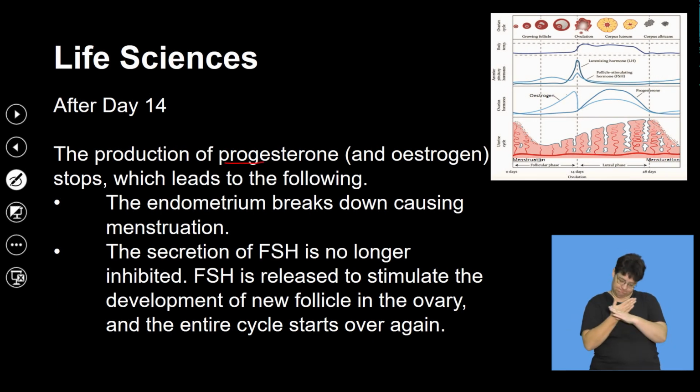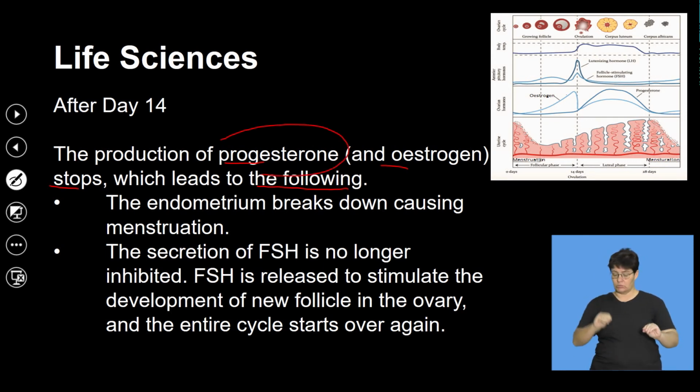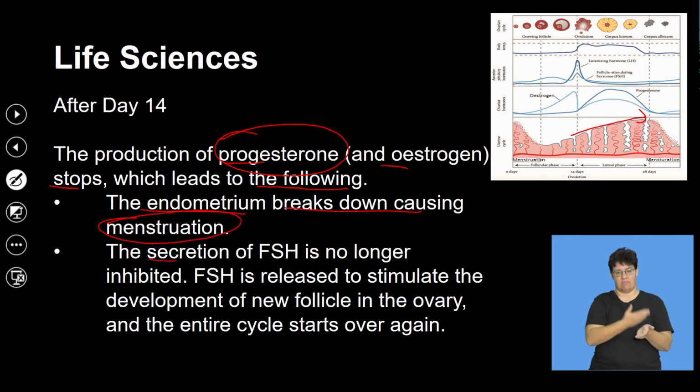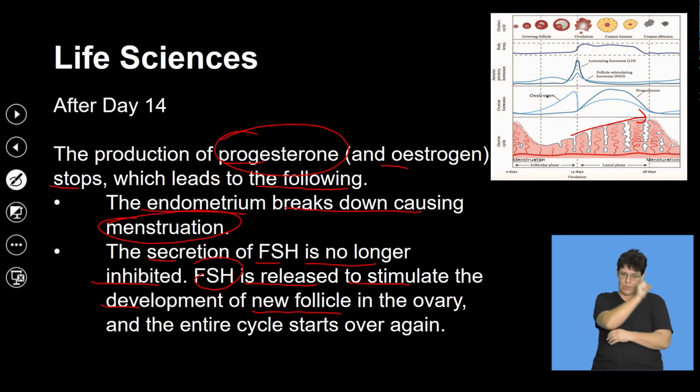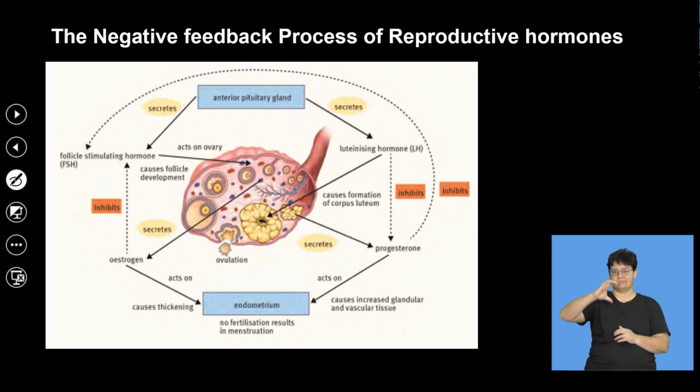The production of progesterone and estrogen will stop, which then further leads to the following. So as we know, the function of progesterone is to maintain the lining of the endometrium. A decrease in that will have an effect on the maintenance of the endometrial lining, and this, we say, will cause the process of menstruation. The secretion of FSH is no longer inhibited, which means that FSH is then released to stimulate the development of a new follicle. And this entire cycle starts over again.